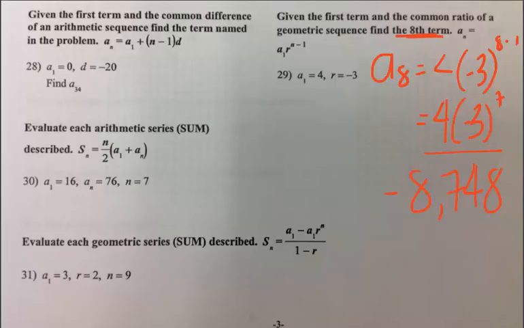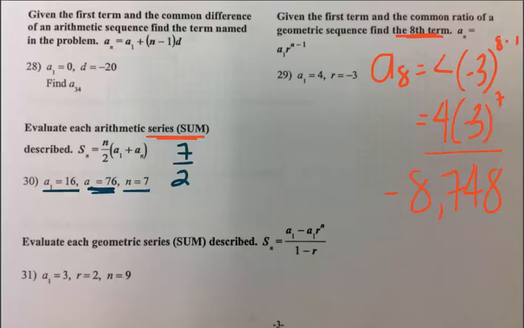Number 30, it changes a little bit from sequences to series. Series just means you have to add some things up. You're finding sums. We can tell that also because the formulas both now have S's instead of A's at the beginning. So I want the sum. It's arithmetic. I'm adding something every time. The first term was 16. The last term is 76, and it looks like I had 7 terms. So really it's the first term plus the 7th term, because I'm adding them all together.